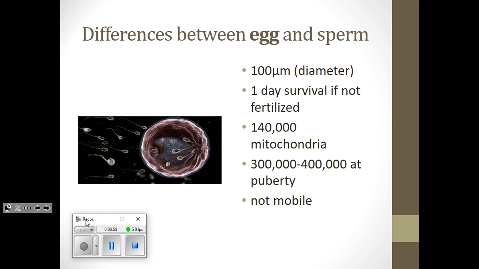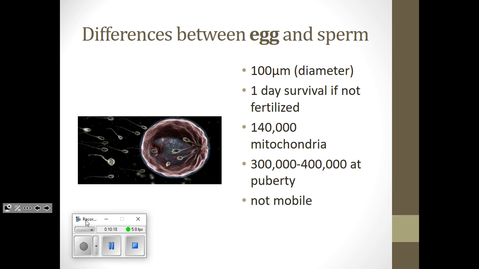There are some mitochondria. Why would the egg need that? Well, remember what the egg is supposed to do. The egg is the part of the duo that's going to bring all the cytoplasm when fertilization happens. So that's why we needed that asymmetrical cytokinesis.